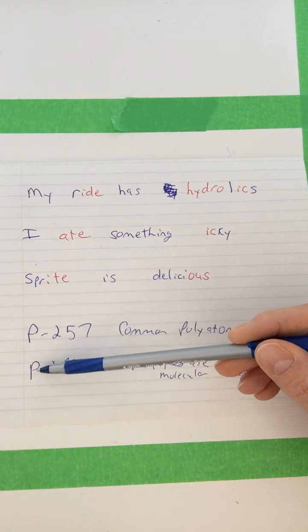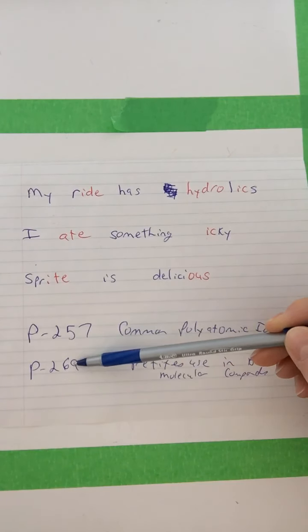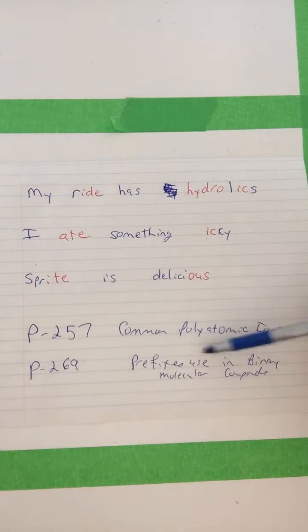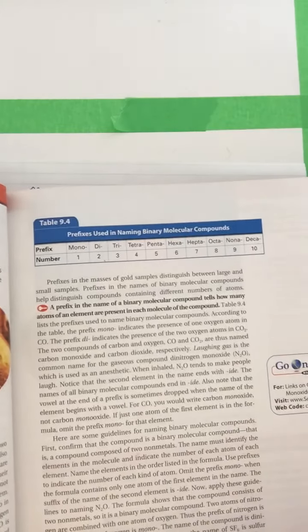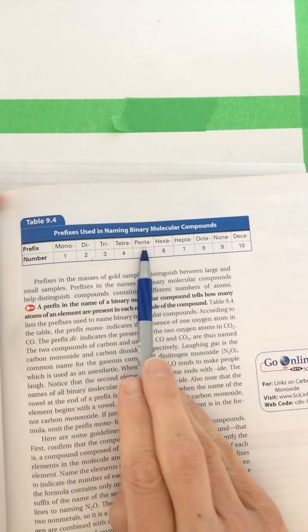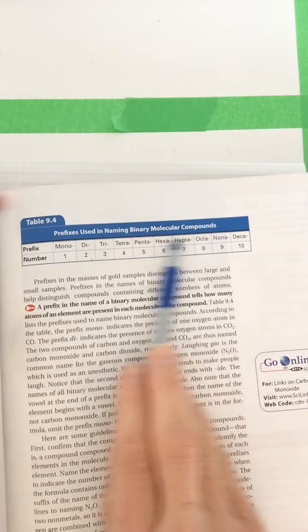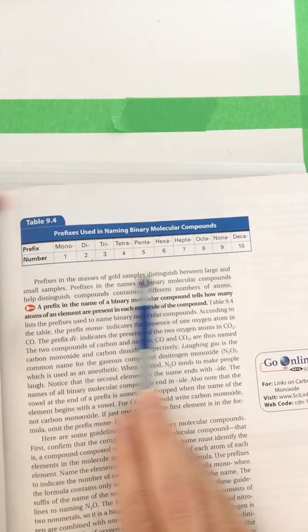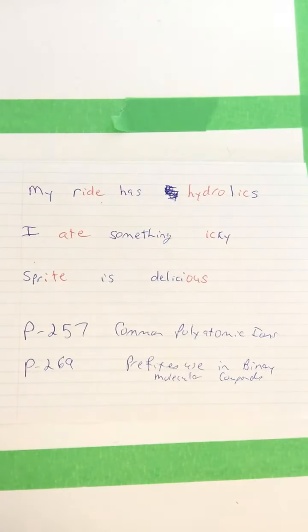And what we'll need for the second lesson today is on page 269 in your textbook. It's the prefixes we use for naming binary molecular compounds. I can show you a picture of the textbook here: mono, di, tri, tetra, penta, hexa, hepta, octa, nona, deca. We're going to learn these in my second video today. So that's on page 269, just so you have a couple of reference spots for today.